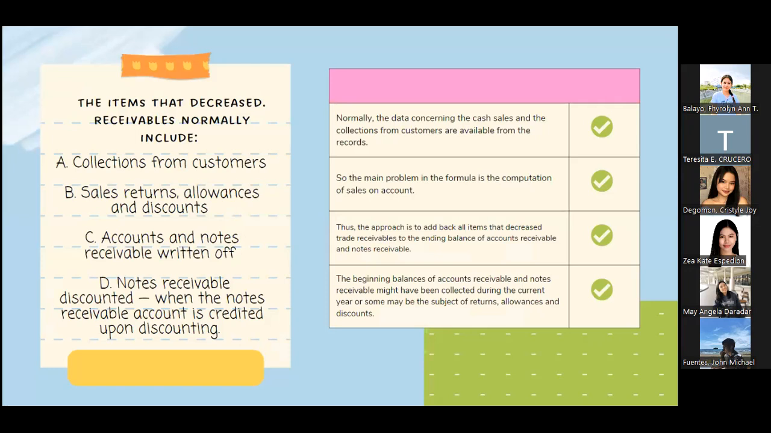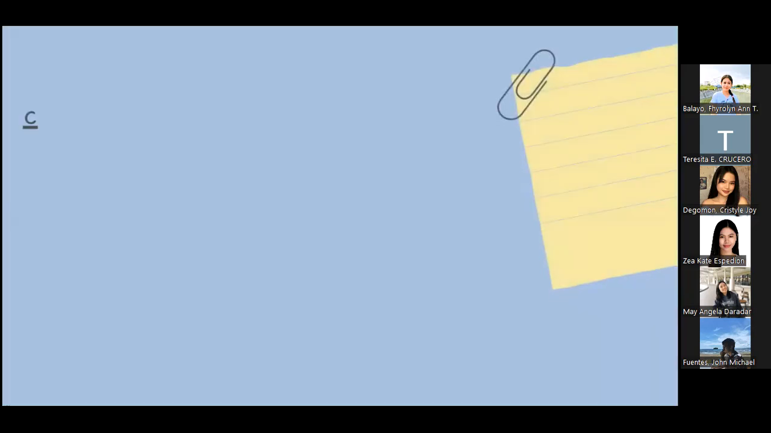The items that decrease the receivables normally include: A. Collections from customers, B. Sales returns, allowances, and discounts, C. Accounts and notes receivable written off, D. Notes receivable discounted, when the notes receivable account is credited upon discounting. The beginning balances of accounts receivable and notes receivable might have been collected during the current year, and some may be subject to returns, allowances, and discounts.